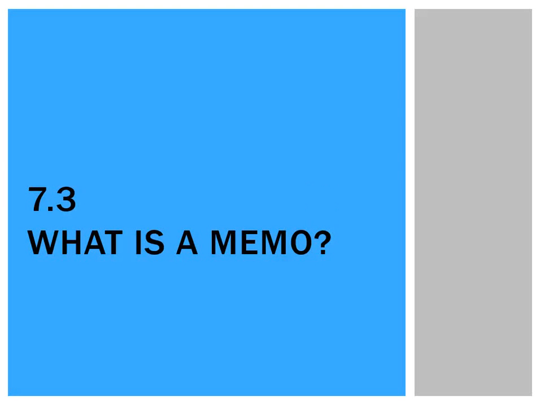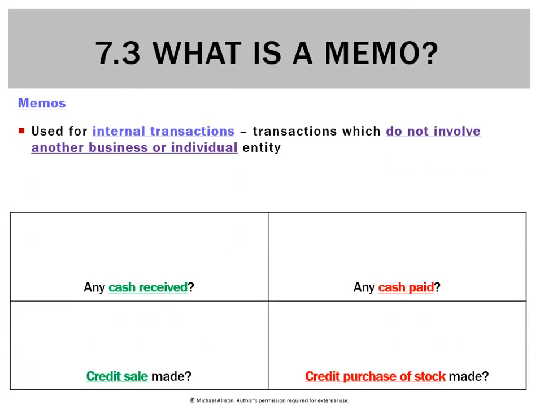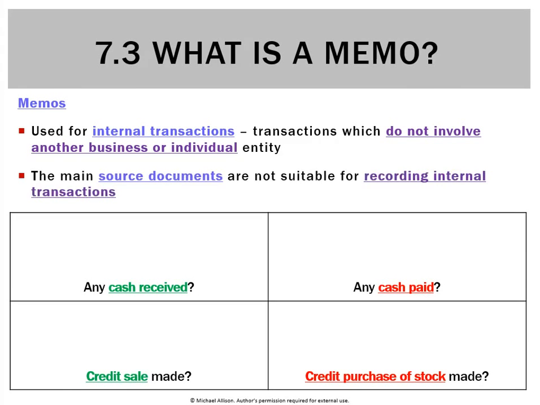Let's look at the document that's used to record transactions in the general journal, which is a memo. They're used for internal transactions, which are basically transactions that don't involve another business or individual entity. So the main source documents simply aren't suitable for recording these sorts of transactions.